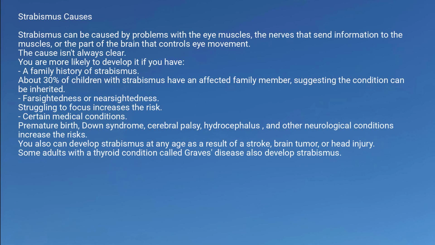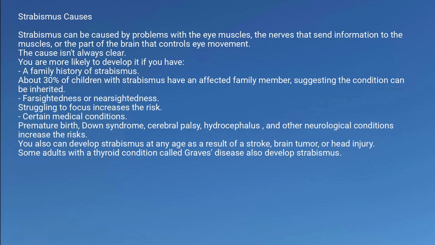Strabismus causes. Strabismus can be caused by problems with the eye muscles, the nerves that send information to the muscles, or the part of the brain that controls eye movement. The cause isn't always clear. You are more likely to develop it if you have a family history of strabismus. About 30% of children with strabismus have an affected family member, suggesting the condition can be inherited.